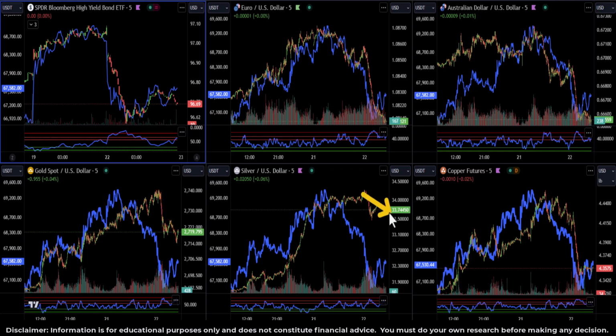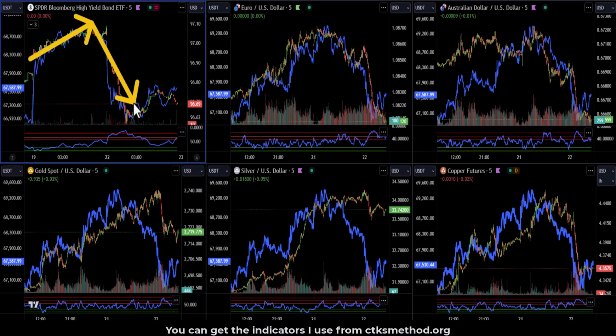What about silver? Of course. Copper is a bit of an industrial issue, but we saw weakness inside copper, so that could point to something. We can also see the junk bonds.